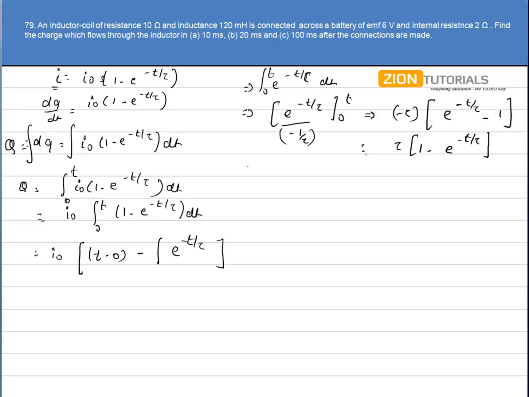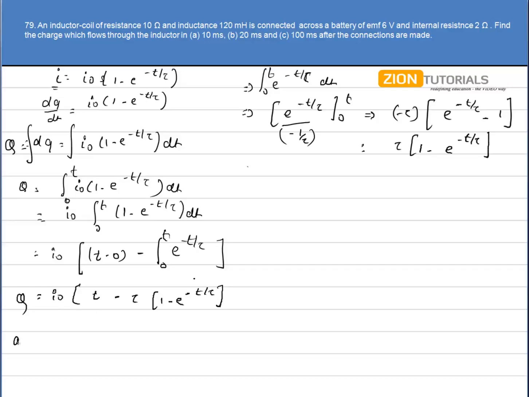So substituting this integration in this equation, from 0 to t, I have I naught into t minus tau into 1 minus e to the power minus t by tau. Fine, this is the total charge flowing through the inductor.